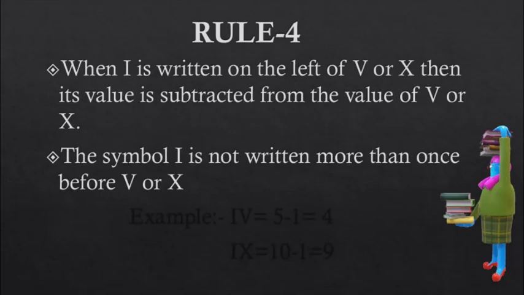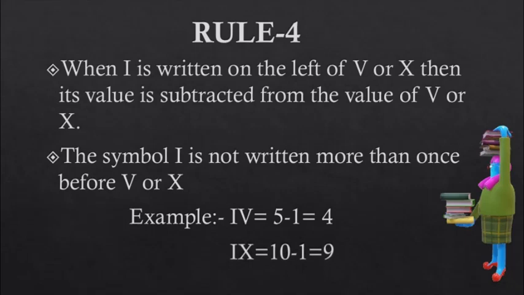Example, if you're writing 5, that is V, and on the left hand side we are writing I, so we'll subtract 5 minus 1, which is 4. Next, if you are writing 10, that is X, and on the left hand side you are writing 1, which is I, so then we will subtract 10 minus 1, which is 9.